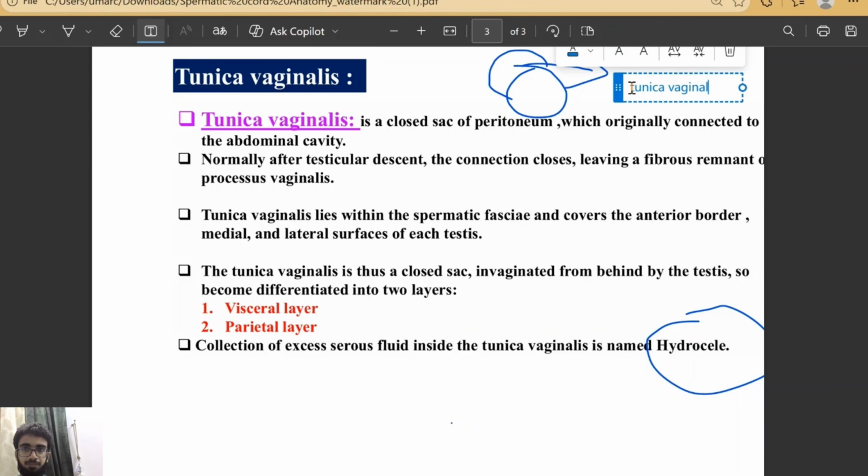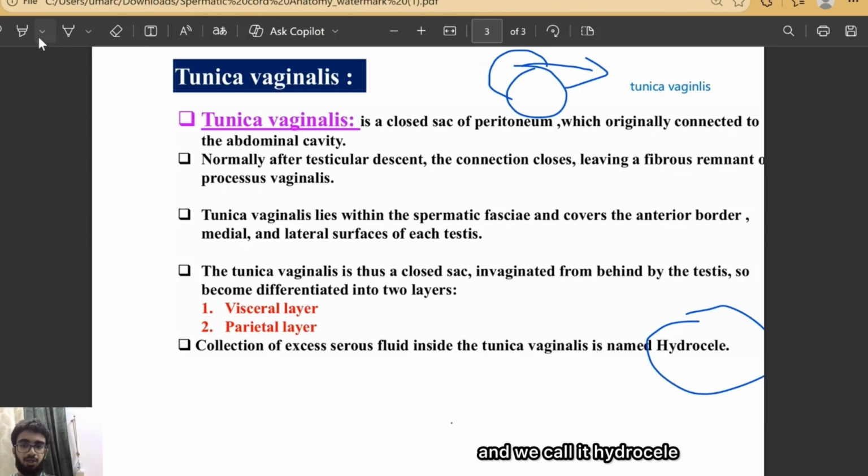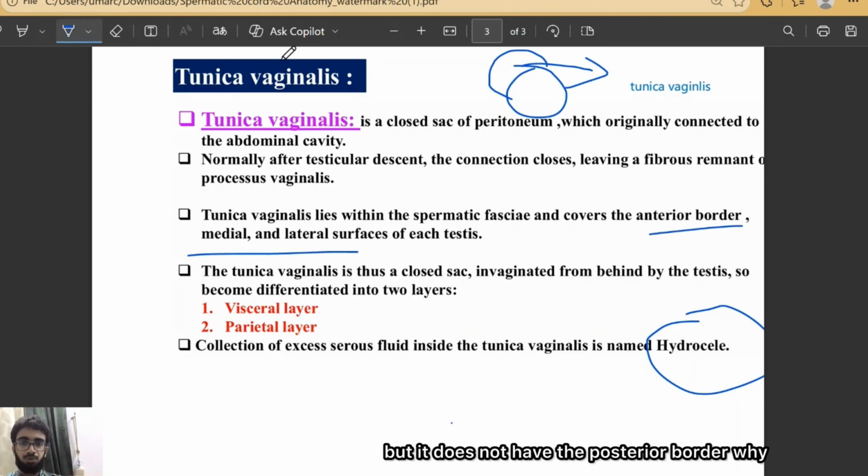And this tunica vaginalis is very important because at times it can fill with fluid, and we call it hydrocele. It has the visceral layer which covers the organ, and the parietal layer which is the opposite of that visceral layer, towards the outside. It has an anterior border, and medial and lateral surfaces, but it does not have a posterior border. Why? Because the posterior border is reserved for the blood vessels. So there is no posterior border in this tunica vaginalis.